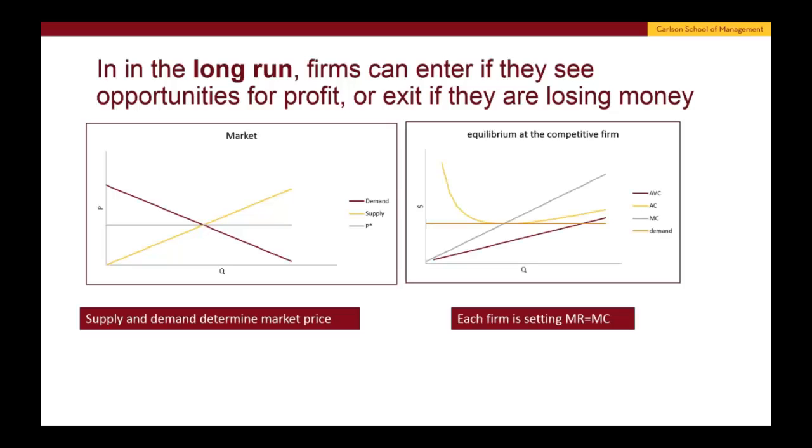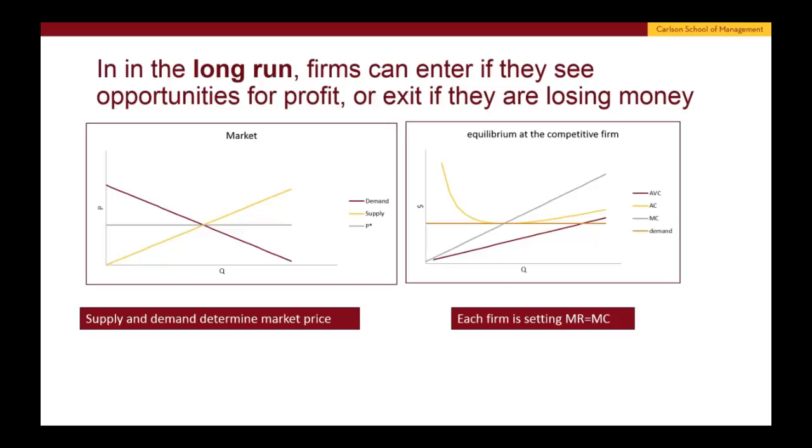On the right-hand side, we have a perfectly competitive firm. Now see that we have the cost curves that we derived previously as well as the demand curve. There's something special about this picture though. Notice how the demand curve is at a price level that's just equal to the minimum of the average cost.